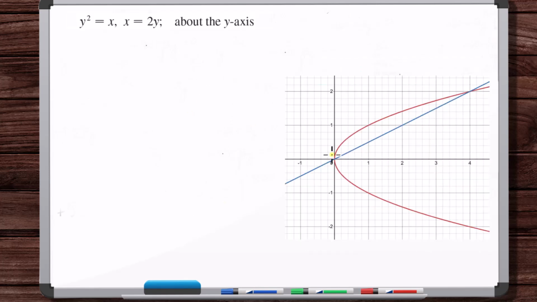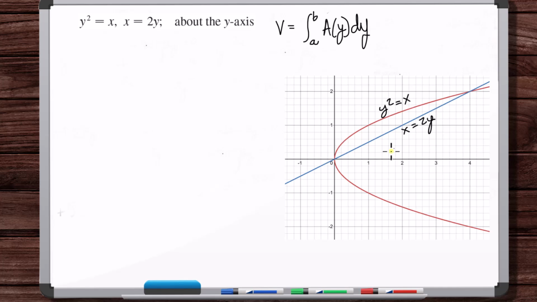Okay, we want to rotate this area, the area contained between y squared equals x and x equals 2y. Rotate that about the y-axis. So, we're rotating about the y-axis, so it most likely is going to be, we want to have y be the independent variable.